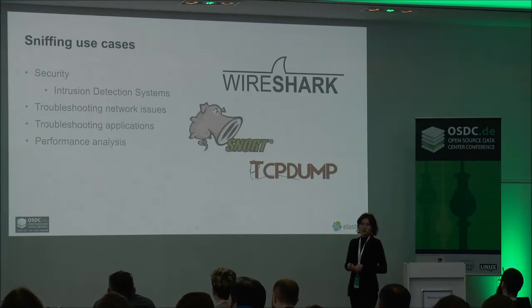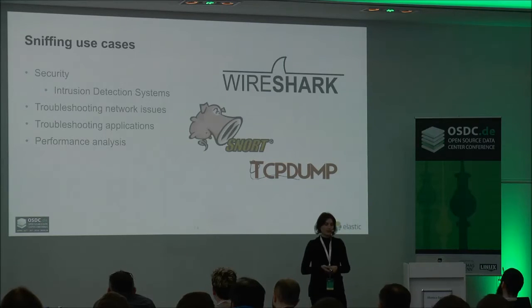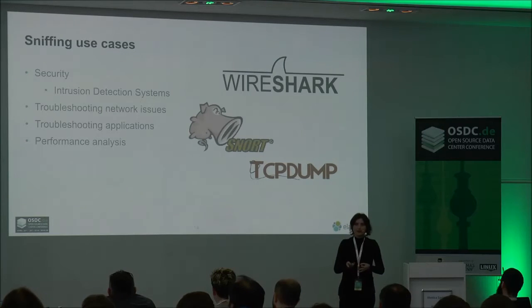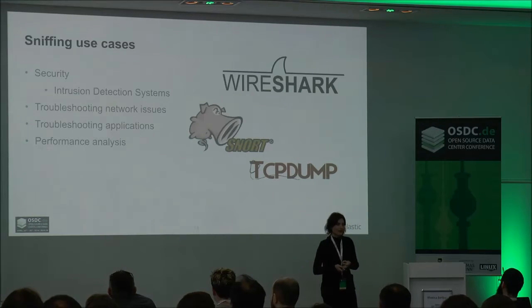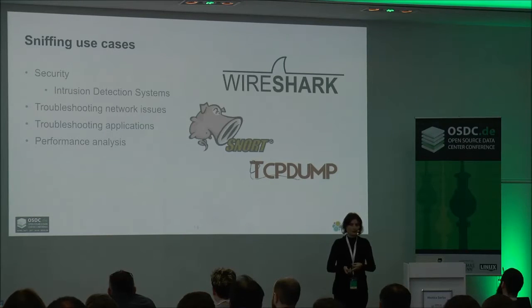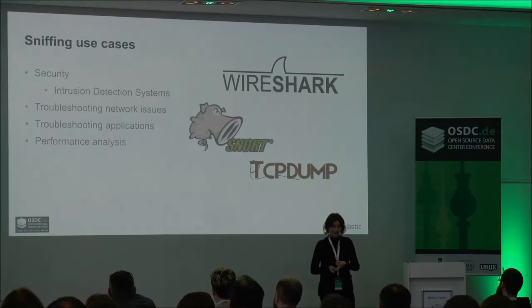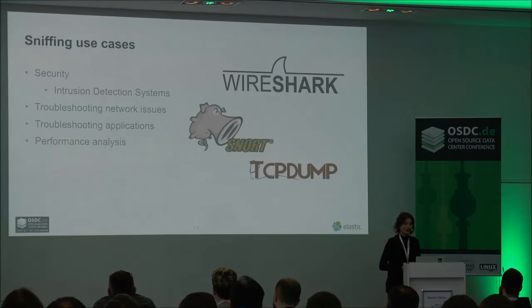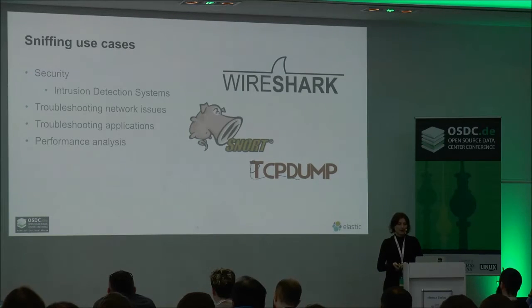Packetbeat is not the first open source tool that is using sniffing. Wireshark and tcpdump are the most well-known ones. And also there are other intrusion detection systems like Snort that use wire data. They are used especially in the security domain, for troubleshooting network issues, for troubleshooting applications that are using standard protocols, and for performance analytics.